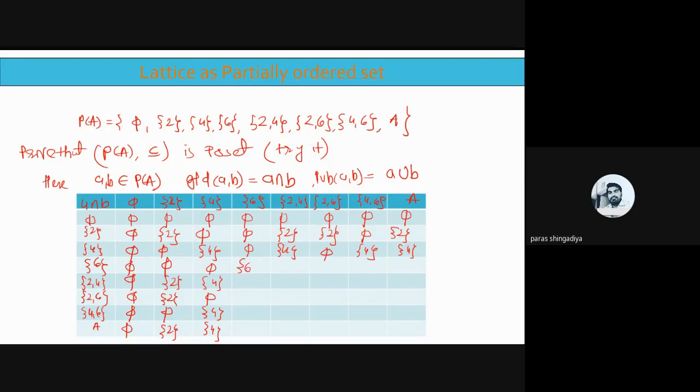So 6 with 6 का intersection होगा 6. 6 with 2 4. There is no common value. So answer is a 5. That is a 6 here. That is also 6. And here it is also 6. Clear? So write down it here in this column 5. And after 6, here it is also 6. And here it is a 6.